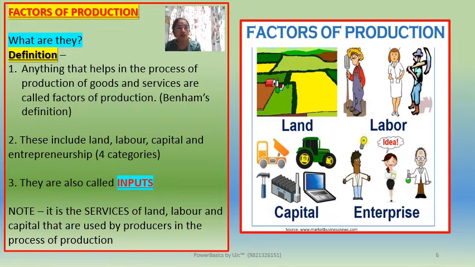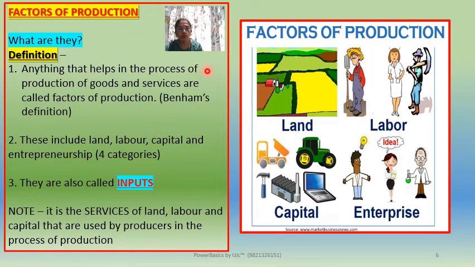So what are the factors of production? Let's define them. We've come to that point of defining them. Anything that helps in the process of production of goods and services is called a factor of production. This is Benham's definition. He's a famous economist.